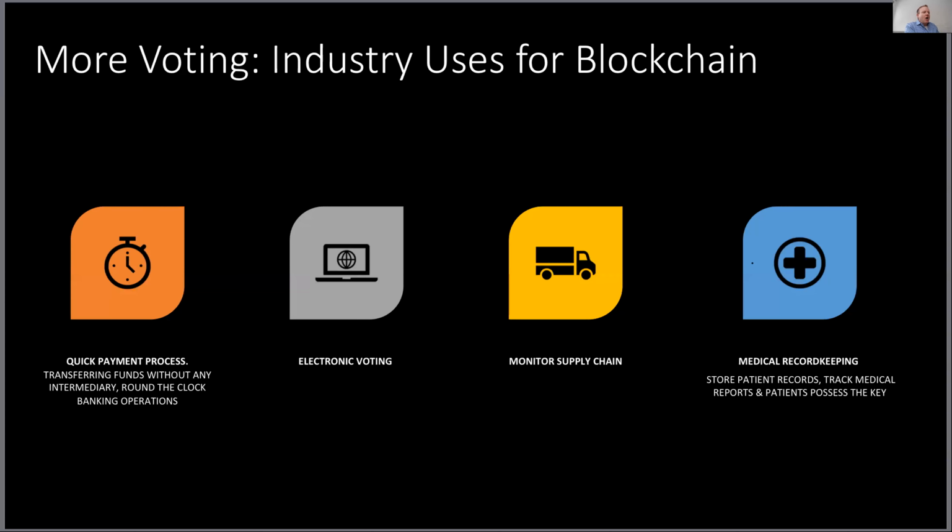Now, this is going to be our last slide, and we're going to be voting and talking about these different industries. So let's take a look at quick payment processes. One of the blockchain ideas in the fintech space is that you can transfer money without a bank, or an existing bank can help you transfer money with the blockchain. Please share with us your thoughts. Do you think this is a good idea or a bad idea? Using blockchain to wire money across the world, using your smartphone. Good idea, bad idea?